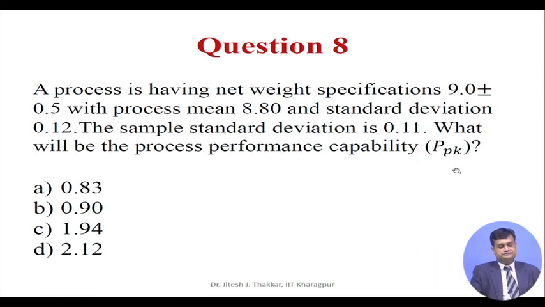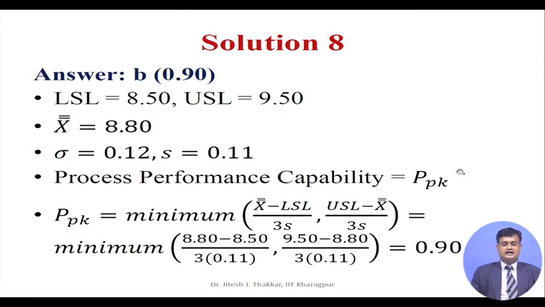Question 8. A process is having net weight specifications 9 plus or minus 0.5 with process mean 8.8 and standard deviation 0.12. The sample standard deviation is 0.11. What will be the process performance capability, PPK? You can see the 4 options A, B, C and D on the screen, and the correct answer is 0.9.